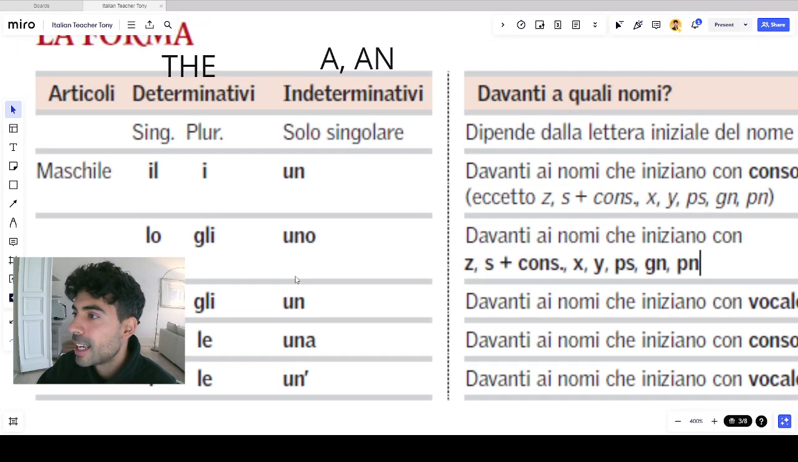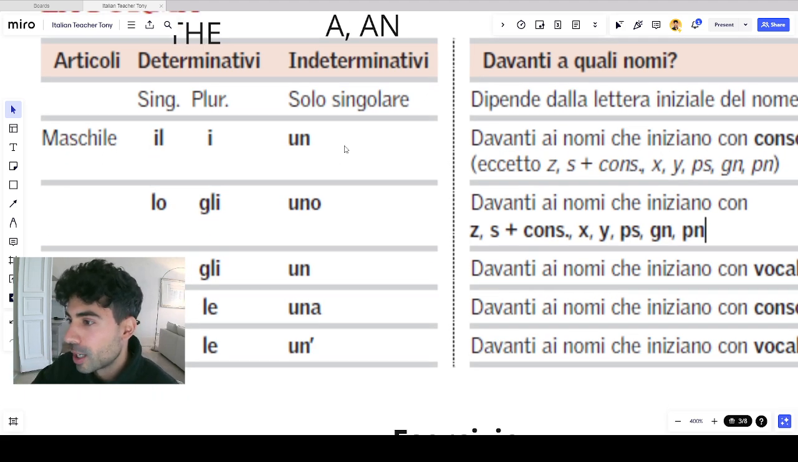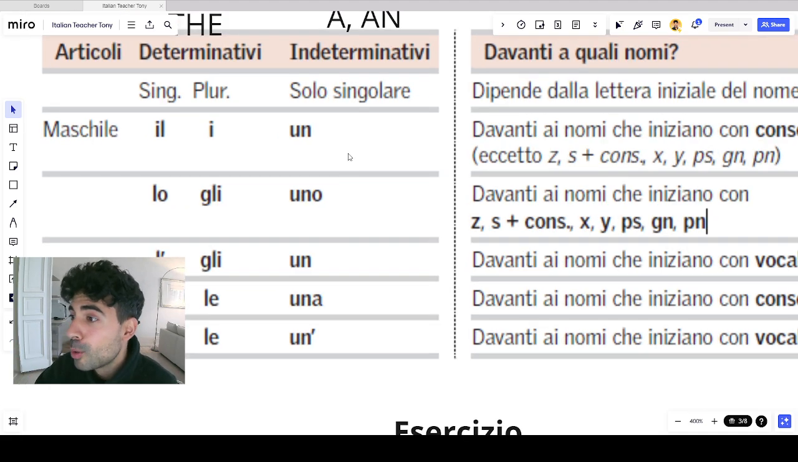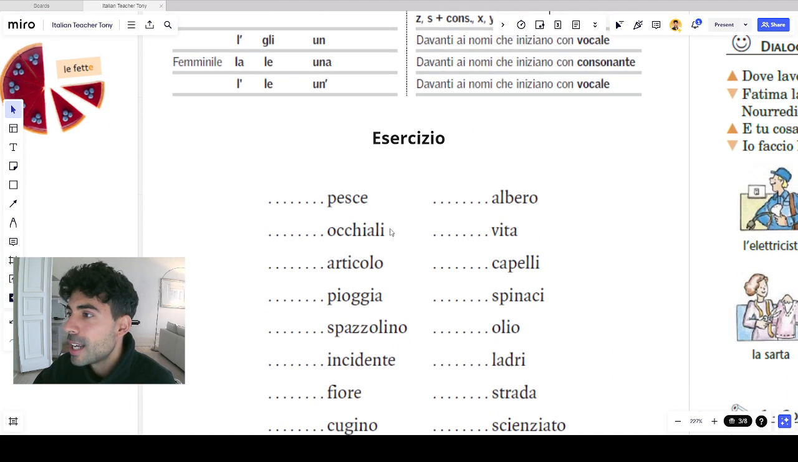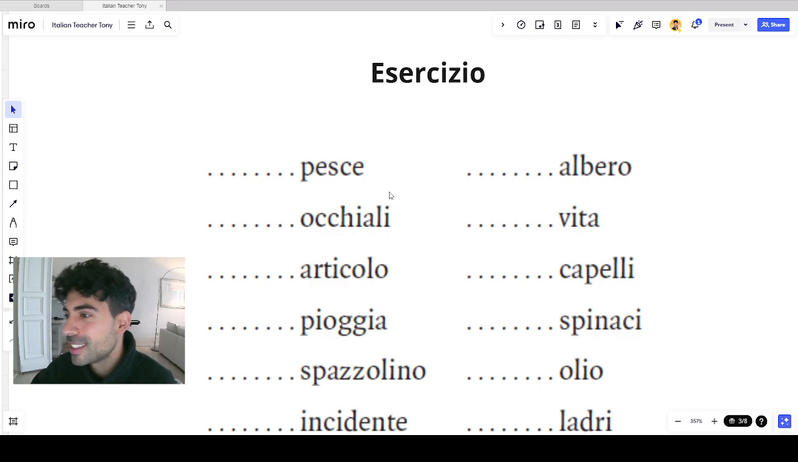Also note that gli articoli indeterminativi do not have a plural. They only exist in the singular, because the plural form of these is called articoli partitivi, which we will see in another, a bit more advanced, grammar class. Now let's do just a couple of exercises.